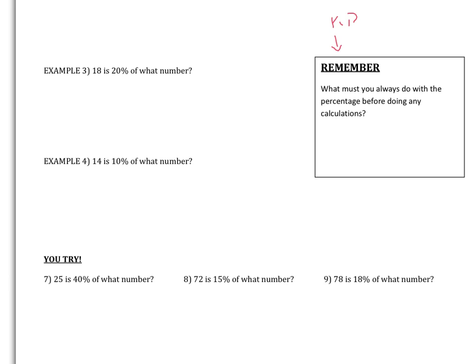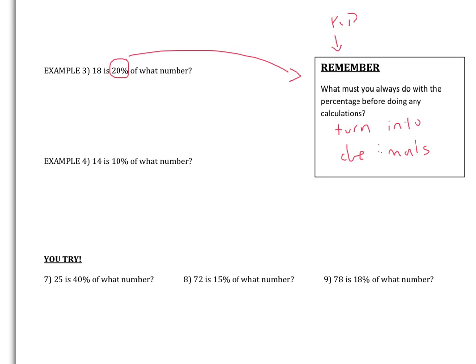If you look at example 3, it says 18 is 20% of what number? When you see a percent, like 20% in the problem, you need to remember this key point over here. It says, what must you always do with any percentage before doing any calculations? In any case, you need to turn all percents into decimals. When we see a percent, that's telling us something in relation to 100. And when we're using percents in math, we use them as decimals. So, a key point for you to remember is that when we're dealing with percents, you want to turn into a decimal. Turn all percents into a decimal.